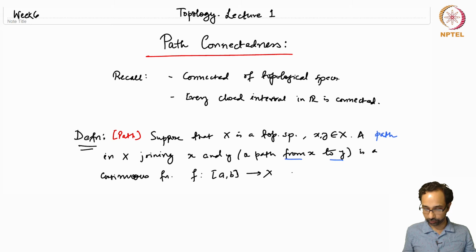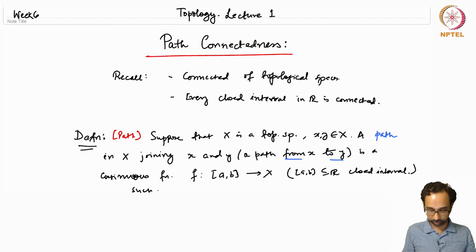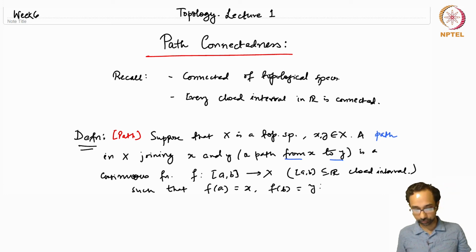So AB is a closed interval in R, such that f of A equals X and f of B equals Y. So this is called a path joining 2 points X and Y.